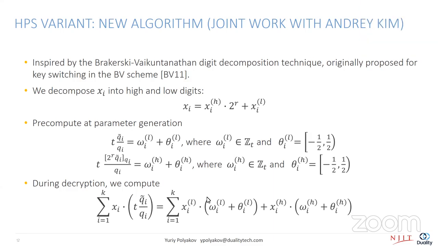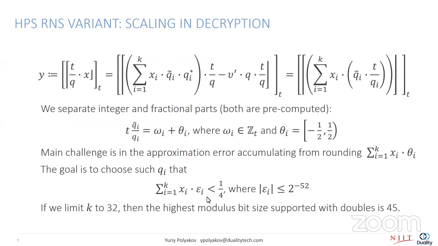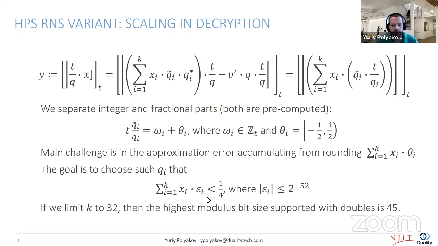Sure. Can you go back one slide? Sure. So what is epsilon i? Is it theta i scaled by qi? Which one is your epsilon i? You're asking about epsilon i? Epsilon i is the double float error, simply speaking. Whenever we perform any computations with doubles, we achieve, let's say, 52 bits of precision. So this is any error that we accumulate from doubles there.